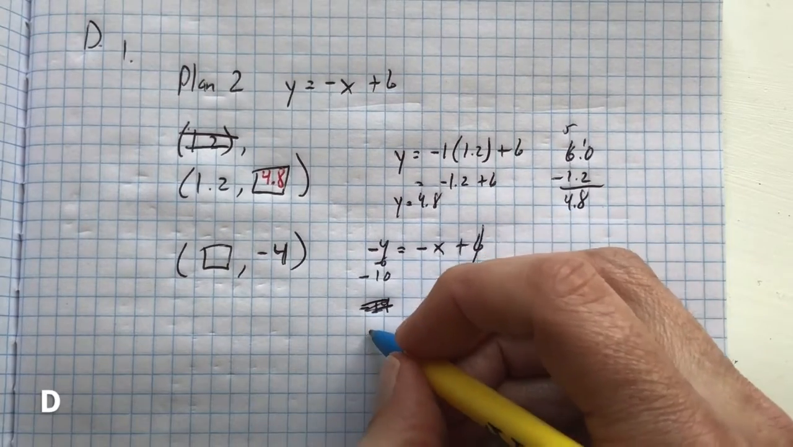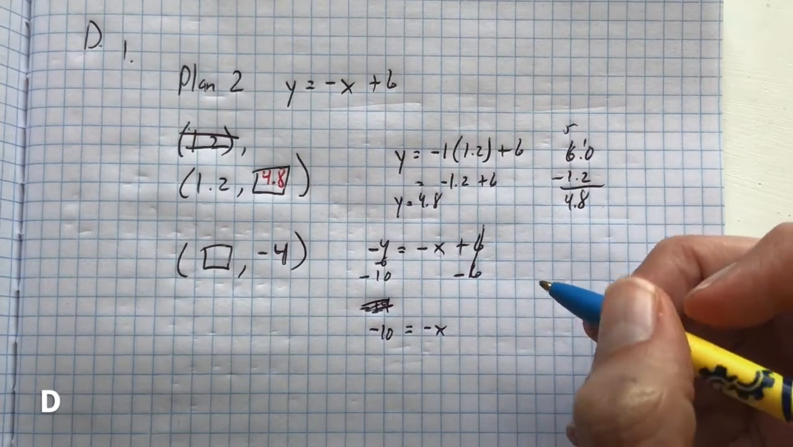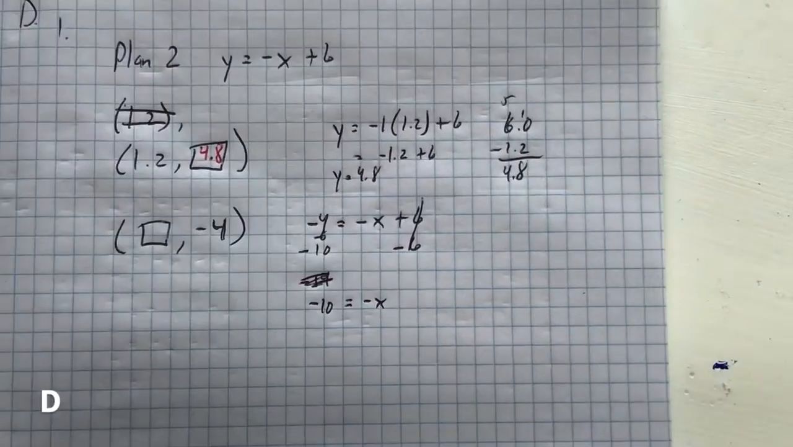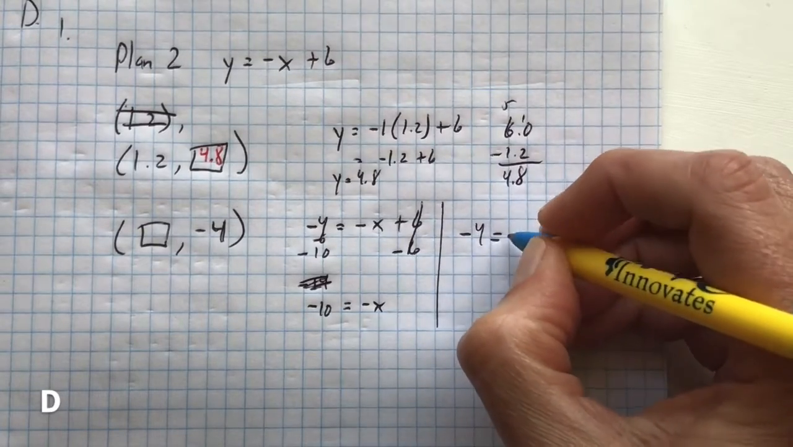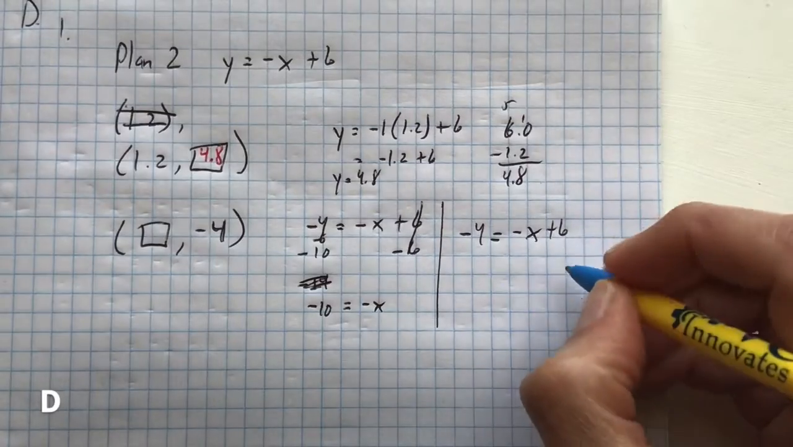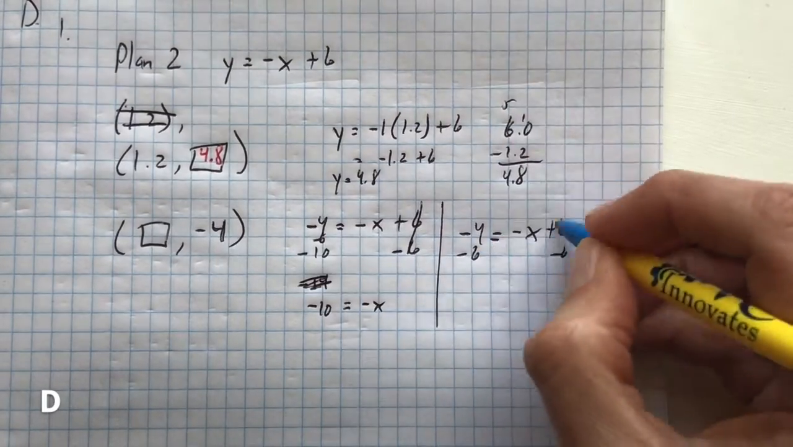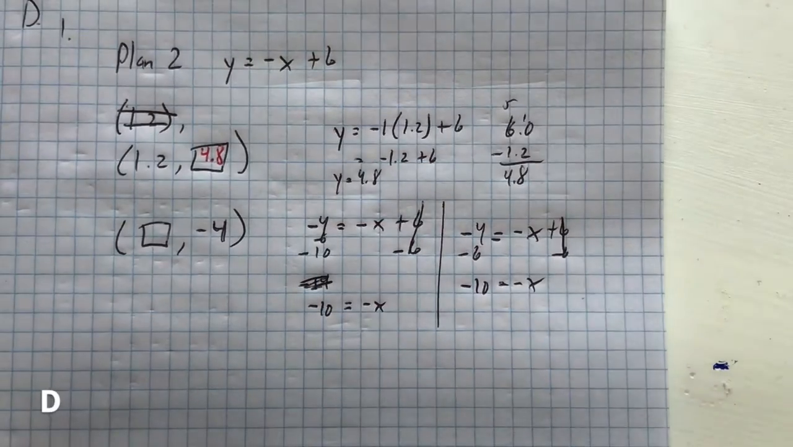So let's try that again. I'll put that down here. Negative 10 equals negative x. Let me do that again. I think I probably threw you off on that part. So negative 4 equals negative x plus 6. Subtract 6 on both sides. That's how we get that negative 10 equals negative x. I was thinking about the answer ahead of time there.